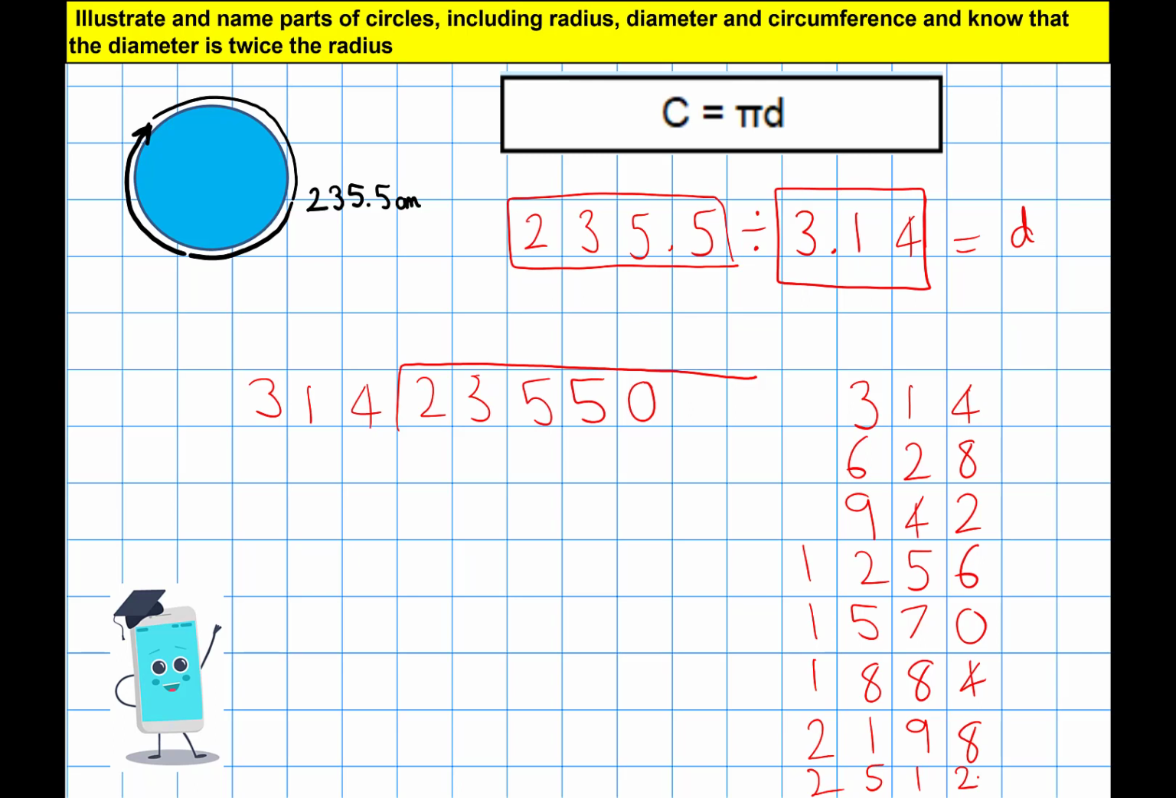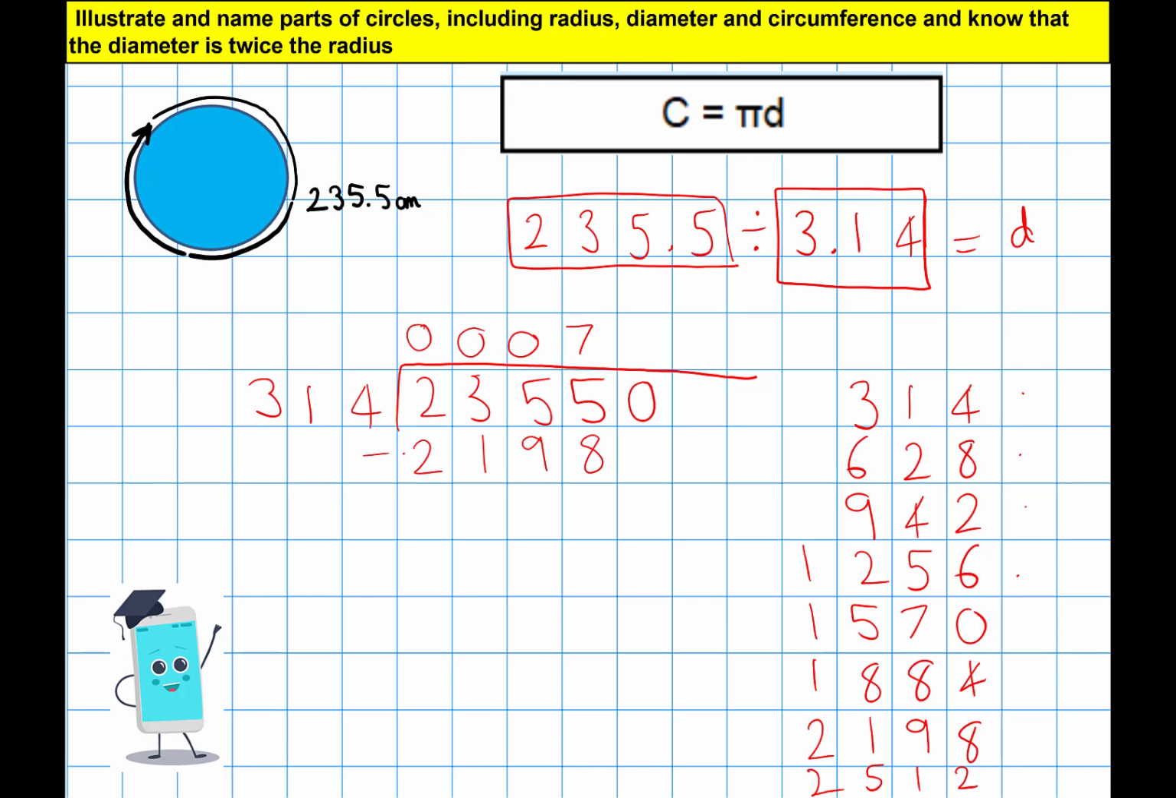Okay, so 314 into 2 doesn't go, into 23 doesn't go, into 235 doesn't go. We've now got 2,355. We can go down our list and we can see 1, 2, 3, 4, 5, 6, 7 is going to fit in 7 times. I'm going to write what 7 times 314 is.